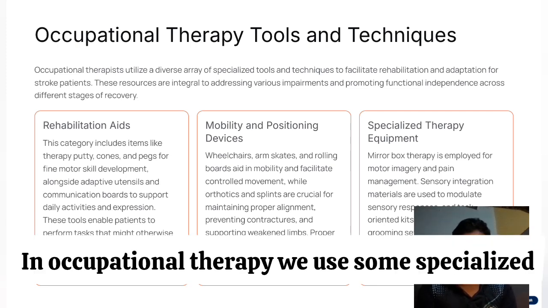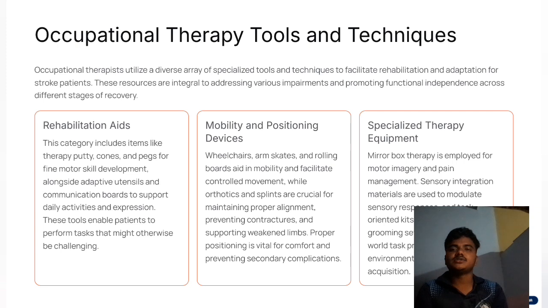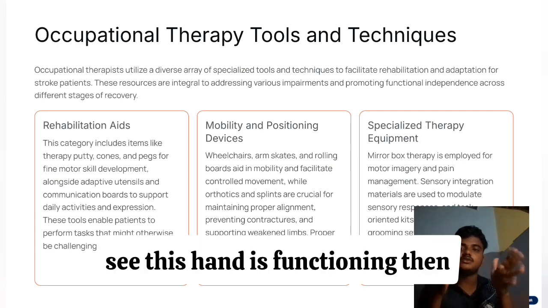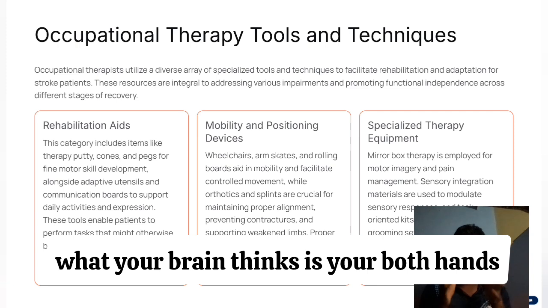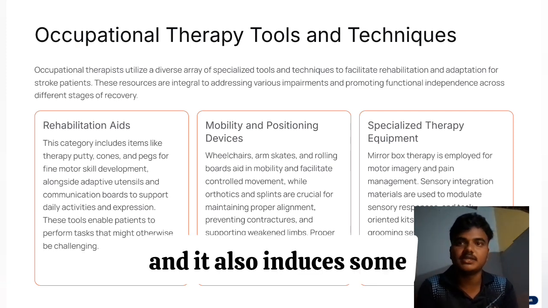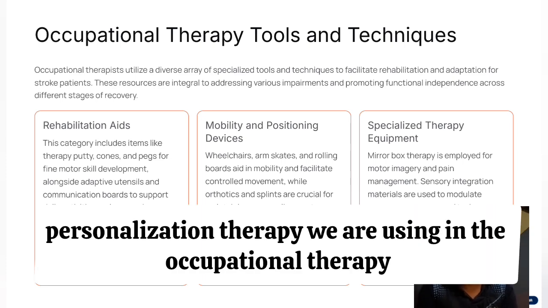In occupational therapy, we use some specialized therapy like mirror box therapy. Imagine only one of your hands is functioning. In the mirror, you see this hand functioning. Then your brain thinks that both your hands are functioning. Like that, your brain thinks, and it also induces some recovery stages. So we use this kind of specialized therapy in occupational therapy.